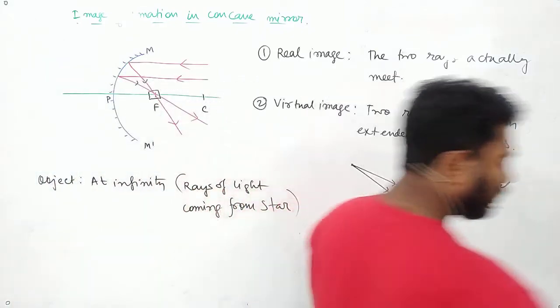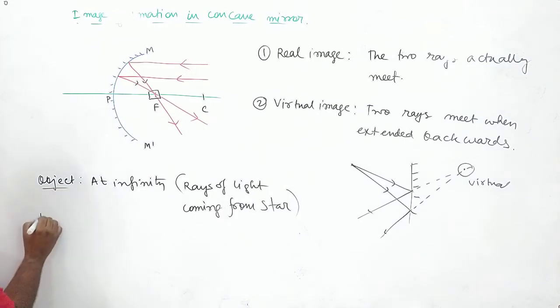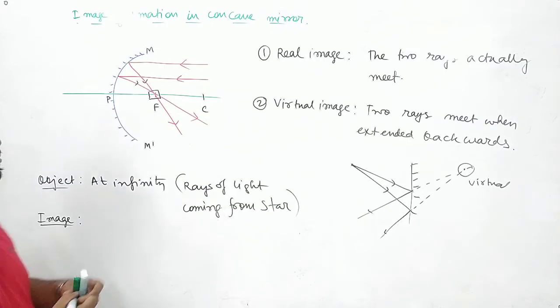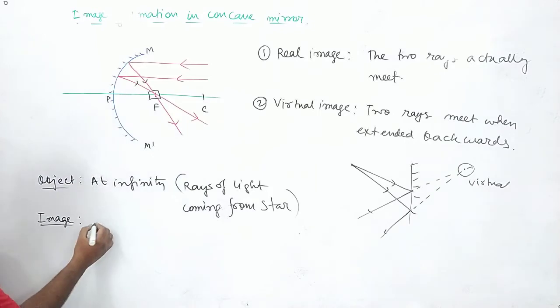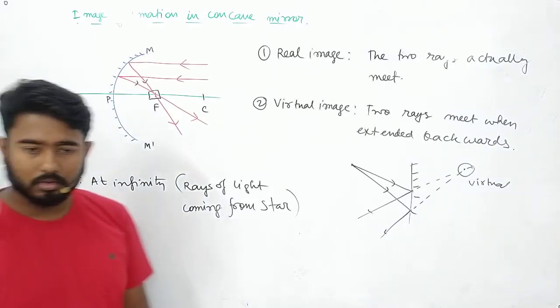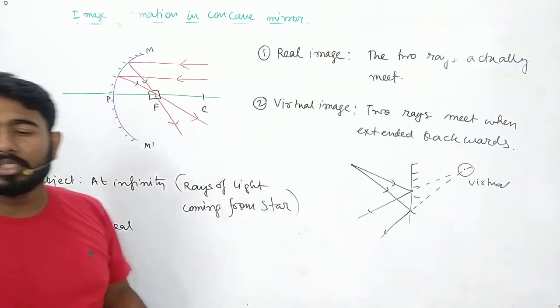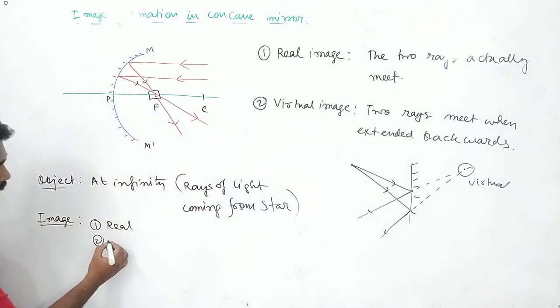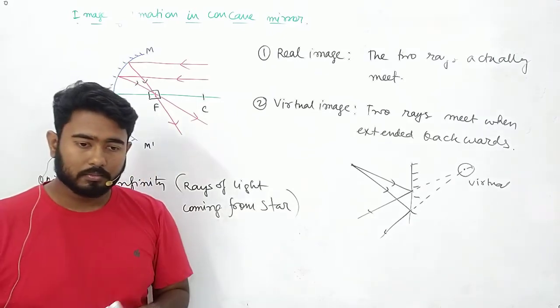Okay. Now let us see the image properties. First, is the image real or virtual? Real. So the first thing is that the image is real. Can you tell me the position of the image? Where is the image? At the focus. So the image will be at the focus. Is that clear? Okay, can you tell me what is the size of the image?